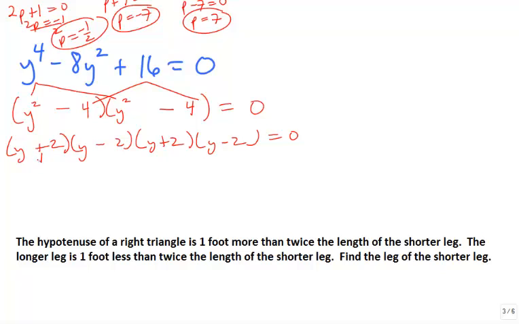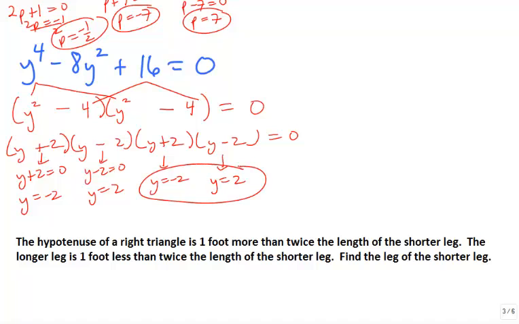So when I set these all to 0, y plus 2 equals 0 when y is negative 2, and y minus 2 set to 0 means y equals positive 2, and then we're going to get that again over here. So we got 4 solutions, it's just that they repeated. So my answers would be 2 and negative 2.